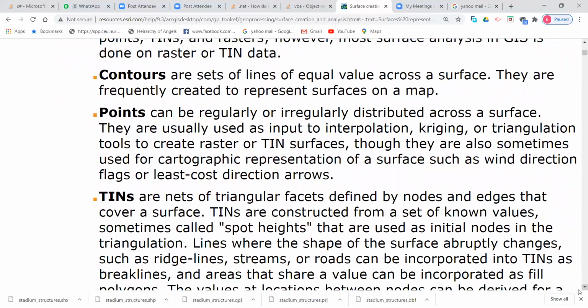Points. We can use points. I'm talking about spot heights, not hotspots. The spot heights are what you find on the map. Normally you see plus 75, which means the height there is 75 above a datum, which you need to appreciate. They are usually used as inputs to interpolation.